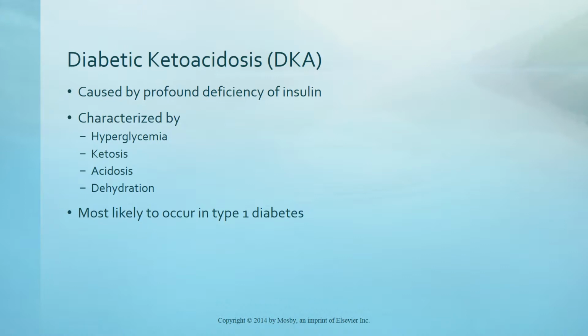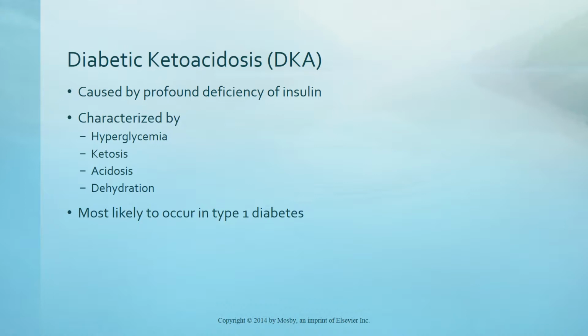And it's caused, like I mentioned earlier, by profound deficiency of insulin. The patient will have hyperglycemia. They're going to have ketosis, acidosis, and dehydration. These patients come in extremely dry, and once in a great while you may see people with type 2 have this, but it's very, very rare.